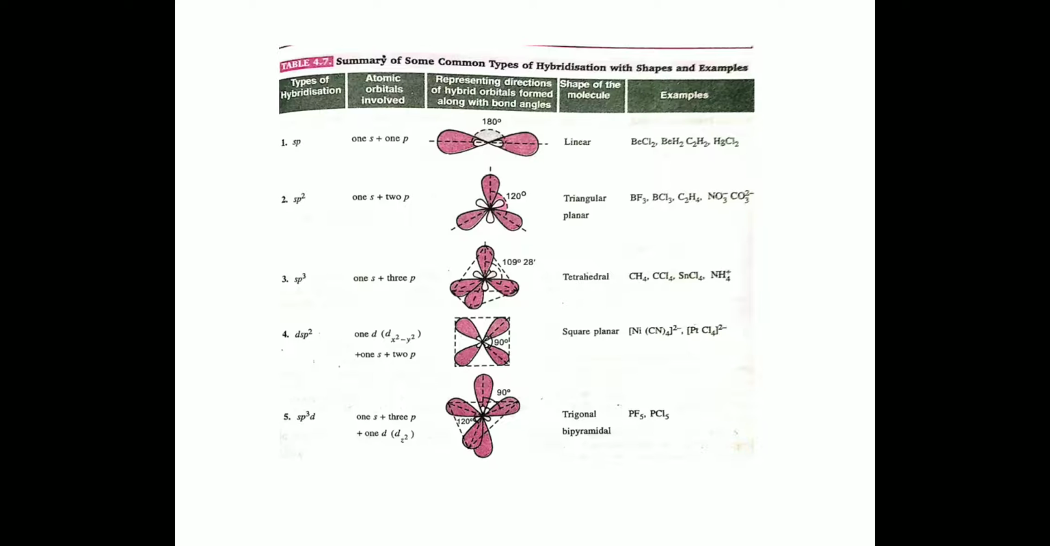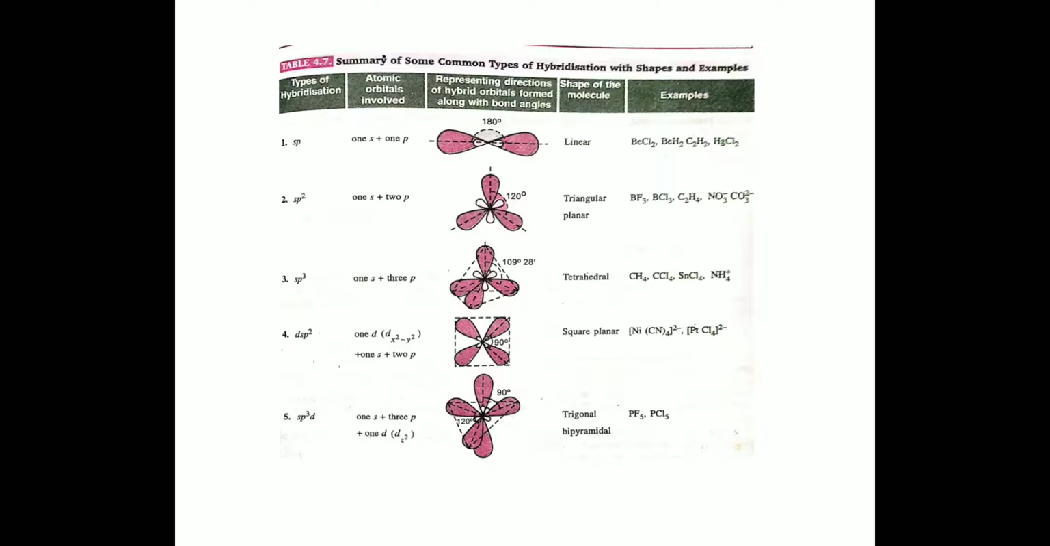Firstly, sp hybridization. As we have already learned, it is formed by one s and one p atomic orbital. The angle between the hybrid orbitals formed is 180 degrees, and it can be represented like this. The shape of the molecule will be linear, and here are some examples like barium chloride and ethene, etc.